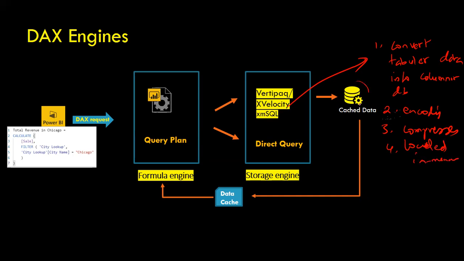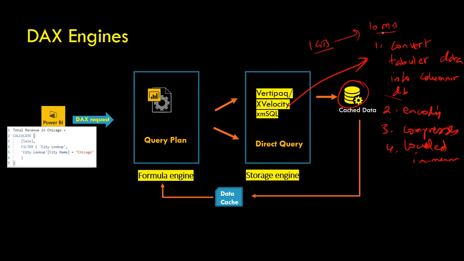Supposing your data file, for example an Excel file or CSV file, is 1 GB, 1 gigabyte. The X velocity takes this data and converts this tabular data into a columnar database. And then it encodes this data. What do you mean by encoding? We'll discuss this a little later, okay? And then it proceeds with compressing the data. Once it compresses, the size of this data will get reduced like anything. So the 1 GB volume of the data got reduced to 10 MB.